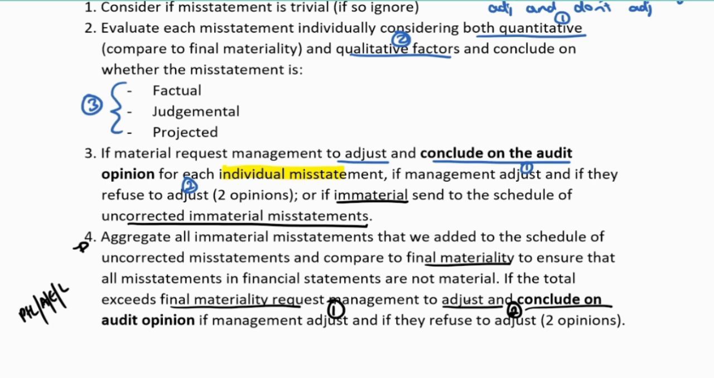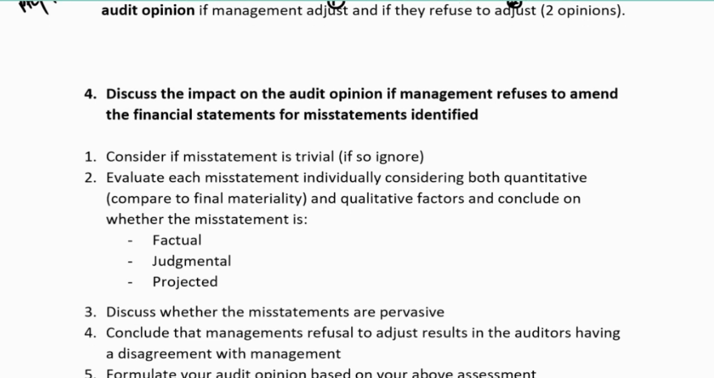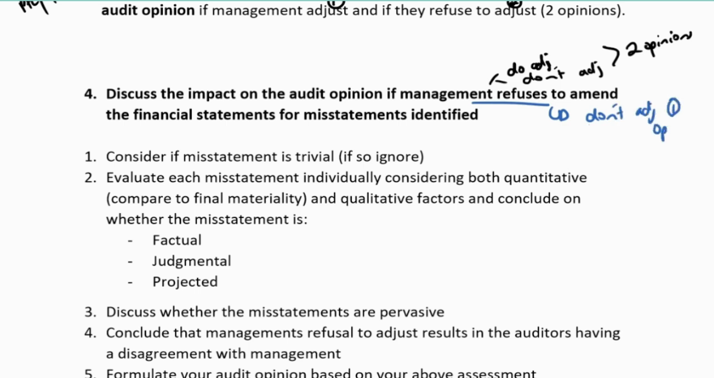Okay, and so the difference between 3 and 4 is that in question 4, I don't have to discuss if management do adjust and if they don't adjust, like I did previously where I'd have to give 2 opinions. In this one, they refuse to adjust, so I only have to address that they don't adjust. And so it's only going to be the 1 opinion. Okay, so that one's from the above one. So how do I do it?